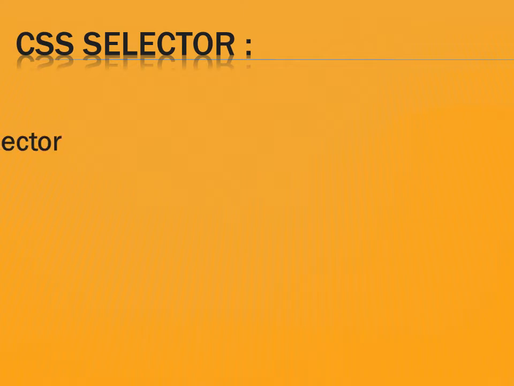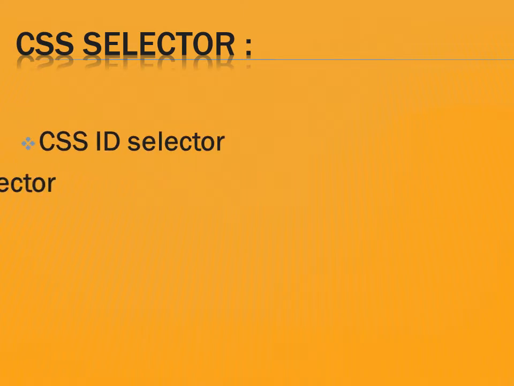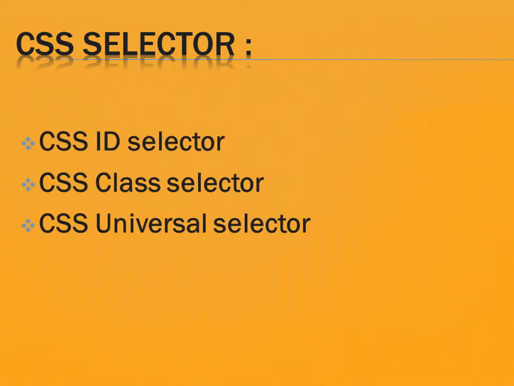Now we are going to start with the different types of CSS selectors. The first one is the CSS ID selector, the second is the CSS class selector, the third is the CSS universal selector, and the fourth one is the CSS group selector. Now here in this presentation I'm going to explain the CSS group selector along with the CSS universal selector. So first, the CSS group selector.